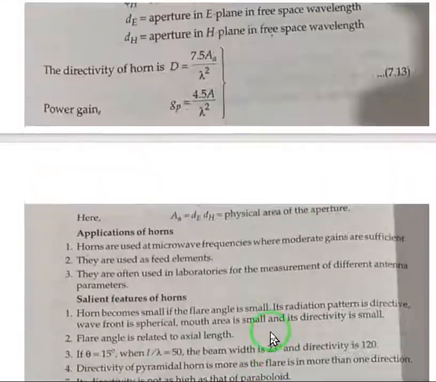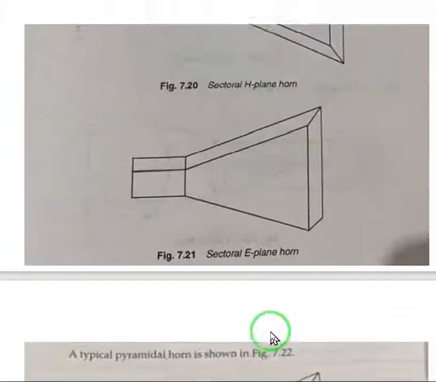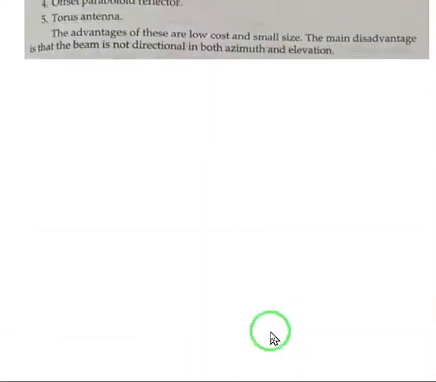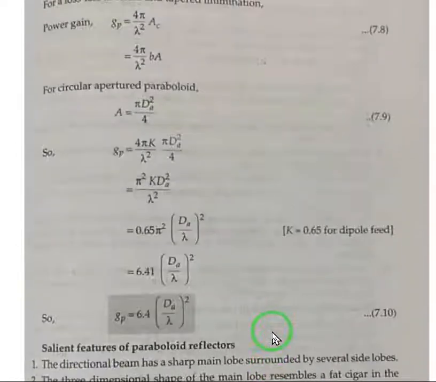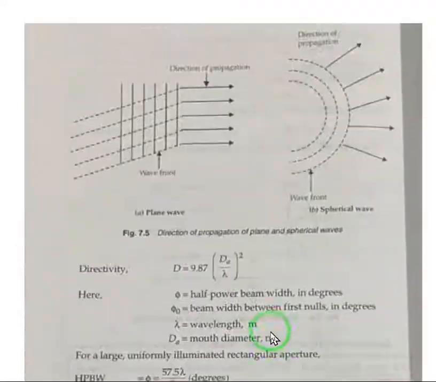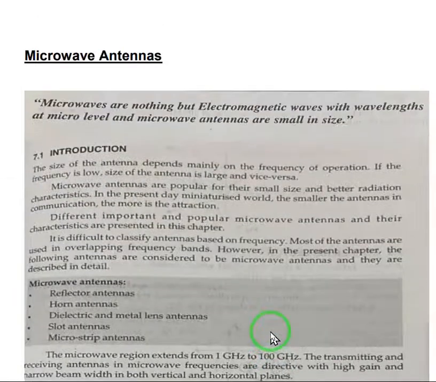That is the overview of the microwave antennas. I will further discuss the problems related to the reflectors and the horn antenna.